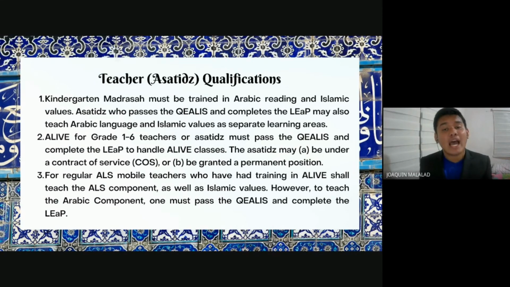Also, these are requirements for the teachers of ALIVE for grades 1 to 6, or asatids. For regular ALS mobile teachers, they are also required to undergo training in ALIVE, or Arabic Language and Islamic Values Education. And after that, they are allowed now to teach the ALS component as well as Islamic values. However, the Arabic component shall be taught by asatids who pass the KIALIS and also have undergone the LEAP training, such as INSET or the in-service training for teachers. The systematic selection, hiring, deployment and career pathing, and continuing professional development of the madrasa education teachers or asatids must be conducted through the schools division office.